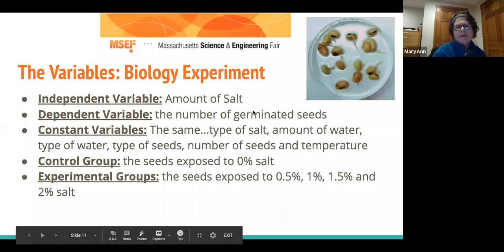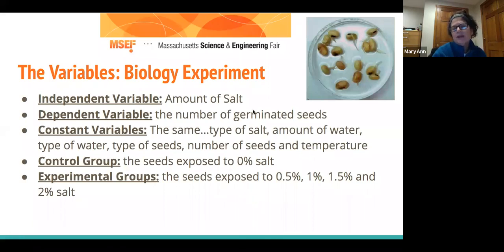So what the kids do is, what are they changing on purpose? The amount of salt in the solution. They literally count the number of germinated seeds in the Petri dish. The constants are the same: type of salt, amount of water, type of water, type of Petri dish, I guess we could say. Like I have some Petri dishes here. And temperature. This time temperature is kept constant. It's just going to be room temperature.